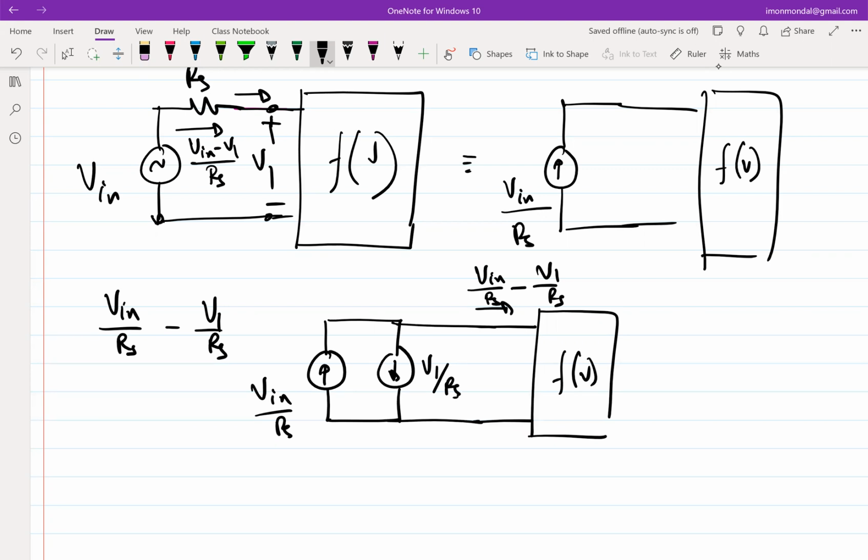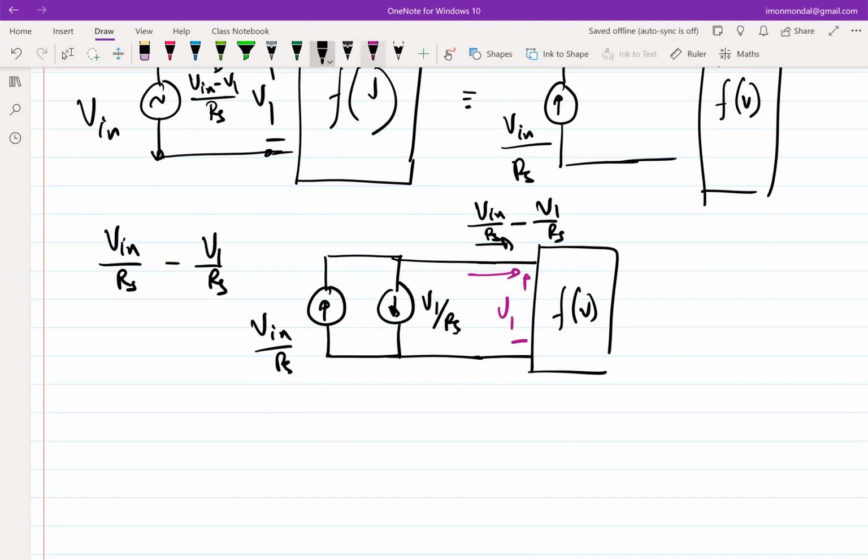No harm done, right? The nonlinear network is still seeing the same current that it was seeing originally. So by superposition, by substitution, this voltage will still be V1, right? I haven't changed the current that is flowing into the network. Now if you buy this, note what has happened. This voltage is V1. The current through this source is V1 over RS.